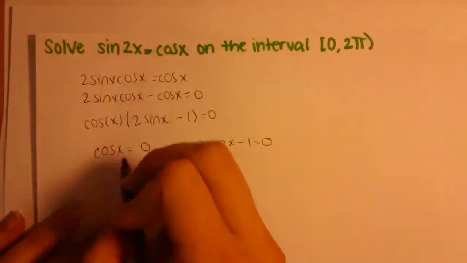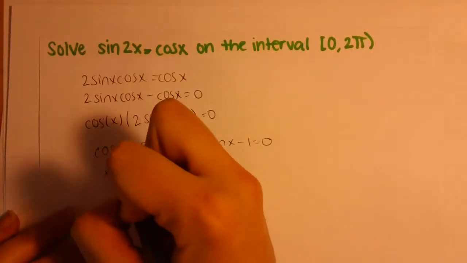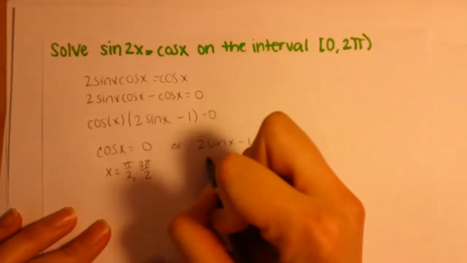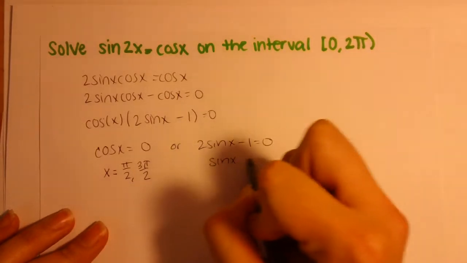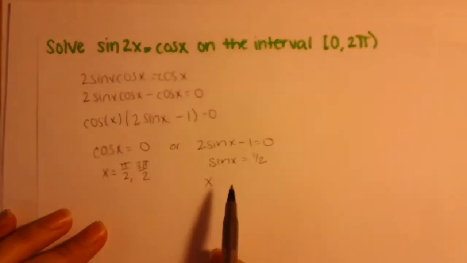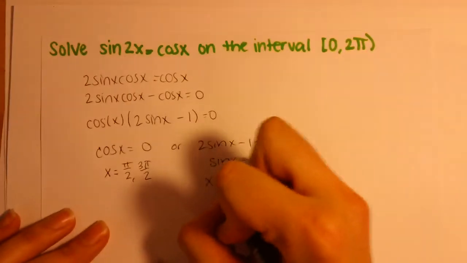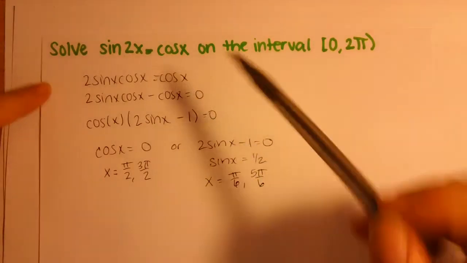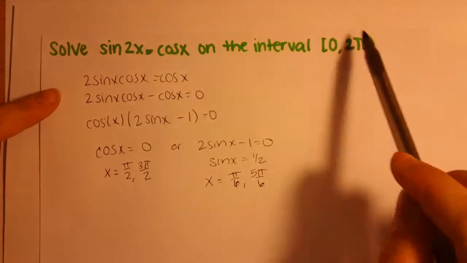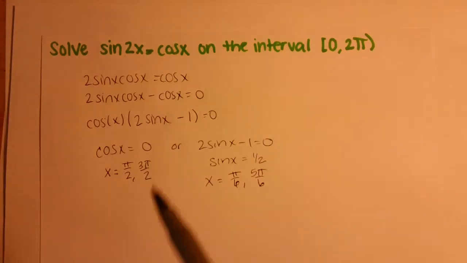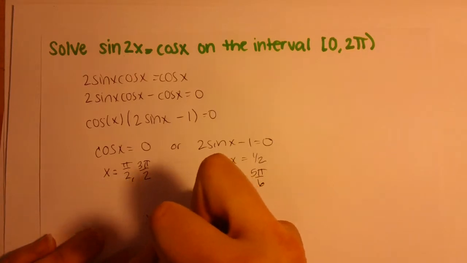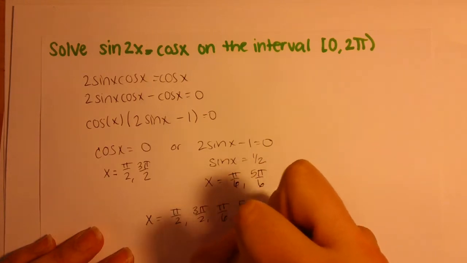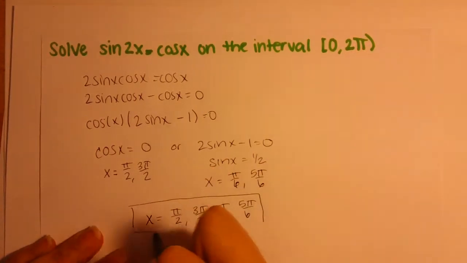So cosine is 0 at x equals pi over 2 and 3 pi over 2. And this one we can solve. So sine of x equals 1/2. So sine is 1/2 at pi over 6 and 5 pi over 6. And there are no restrictions on my domain other than it being between 0 and 2 pi. I don't have any additional restrictions. So my answers are x equals pi over 2, 3 pi over 2, pi over 6, and 5 pi over 6. So this one has 4 answers.